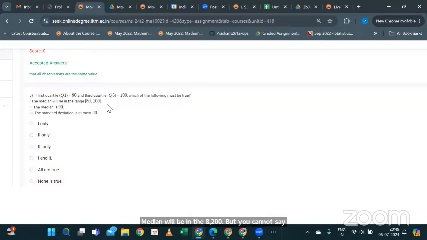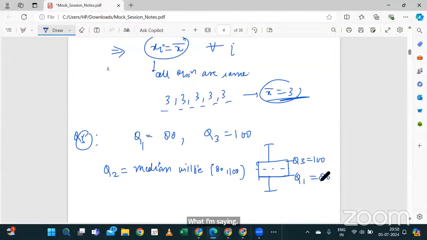So can you give an example where the median is not the same as the second quartile? Median is the second quartile, right? Q2 is the median. What I'm saying is, if you plot a box plot, this represents Q1, which is 80, and Q3 is 100. The median will be in between. It can be here, it can be anywhere, depending on the data. But you cannot say Q2 is the average of 80 and 100. That is the main concept.